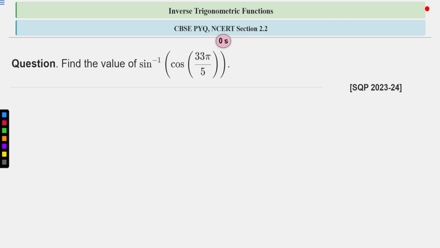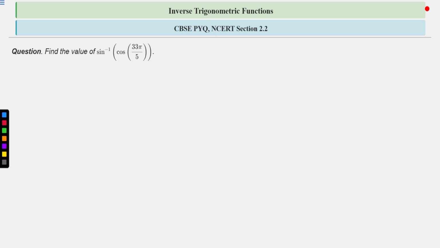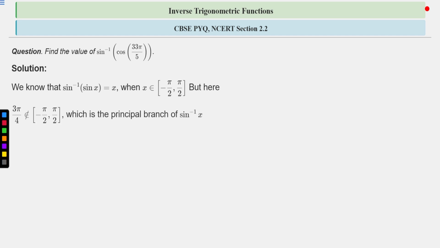Okay, let's move to the solution part. We need to find the value of sine inverse cos 33 pi by 5. How can we approach? We know that sine inverse sine x is equal to x when x belongs to minus pi by 2 to pi by 2, which is the principal branch of sine inverse x. But here you can see that 33 pi by 5 does not lie between minus pi by 2 to pi by 2. Clear?